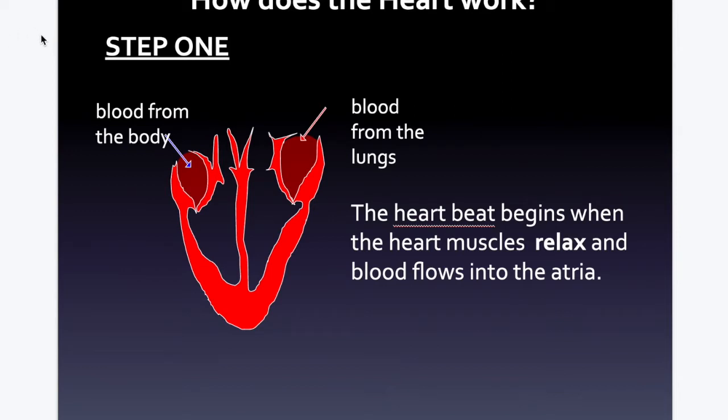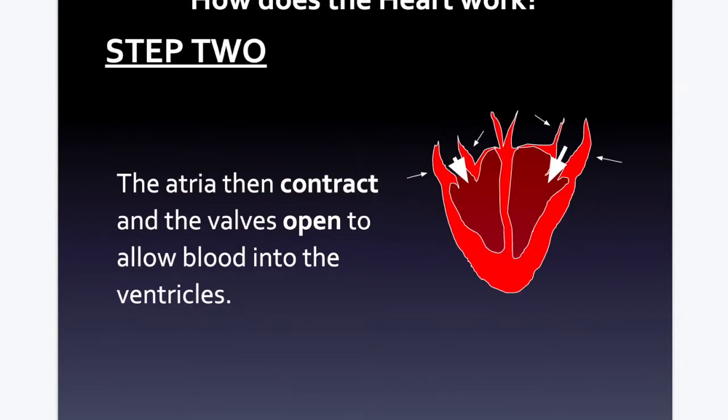Okay. So what is happening when our heart is pumping? Our heartbeat is going to begin when the heart muscle is relaxed, actually, and then blood is going to go from the vessels into the right atrium or the left atrium, either from the body or from the lungs. Next, the atria will contract. That opens the tricuspid valve and the bicuspid valve and lets the blood go from the atrium into the ventricle.